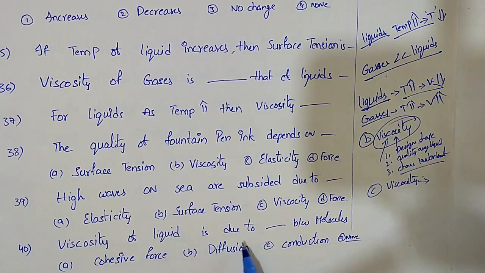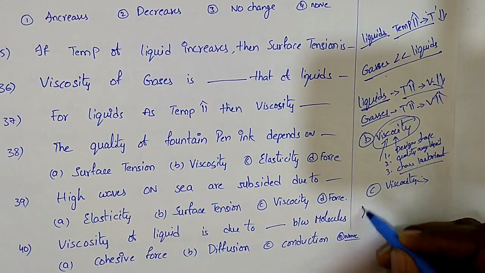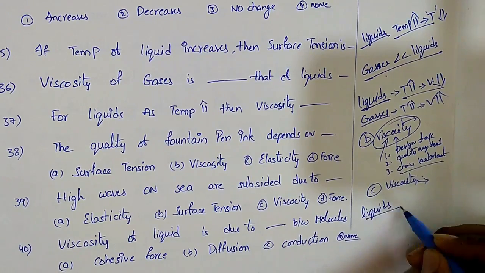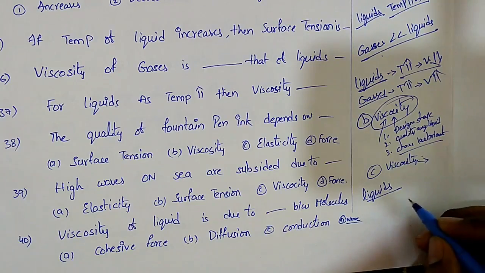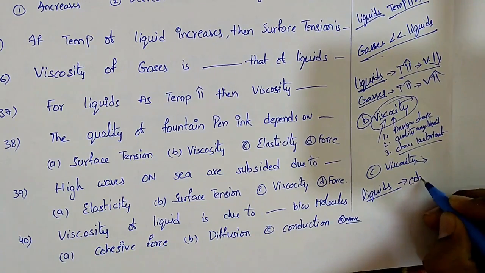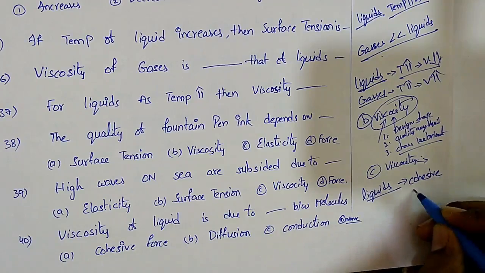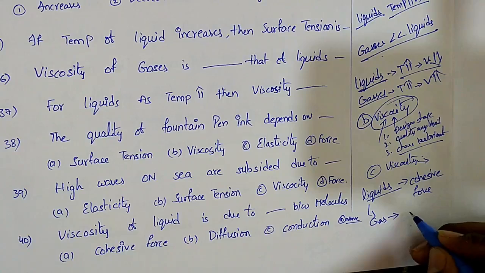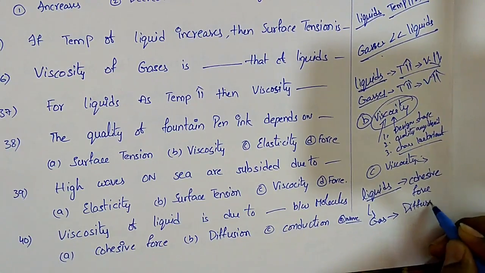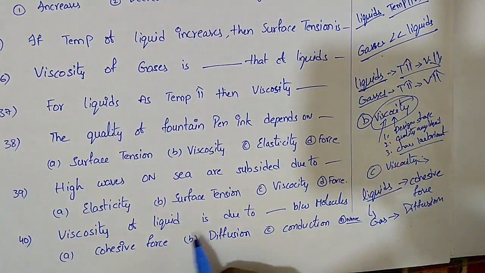Next, the viscosity of liquid is due to dash between the molecules. In case of liquids, the viscosity is due to cohesive force, but in case of gases, the viscosity is due to diffusion. Here he has asked for liquid. So the option is A.